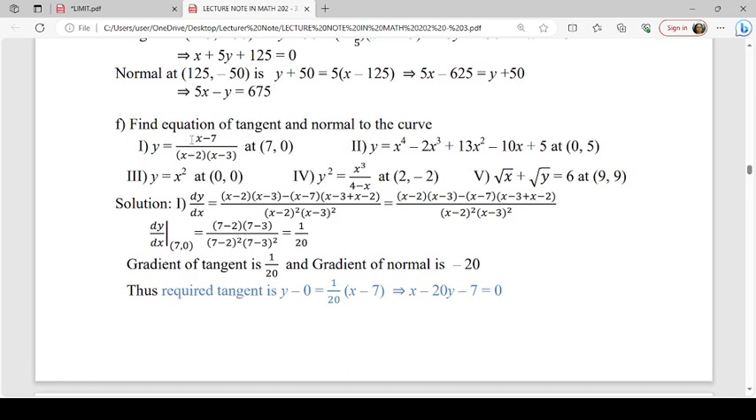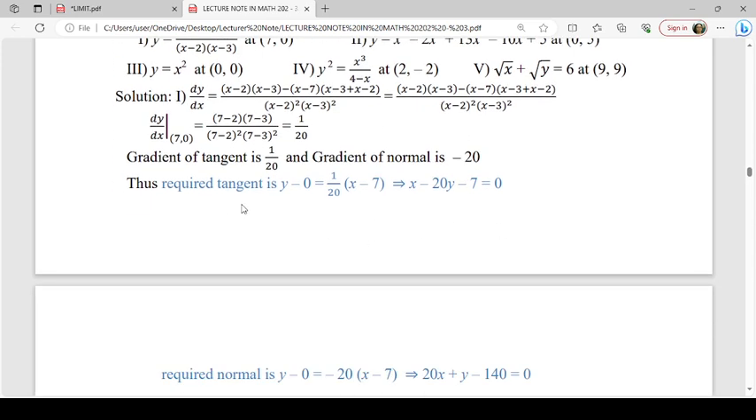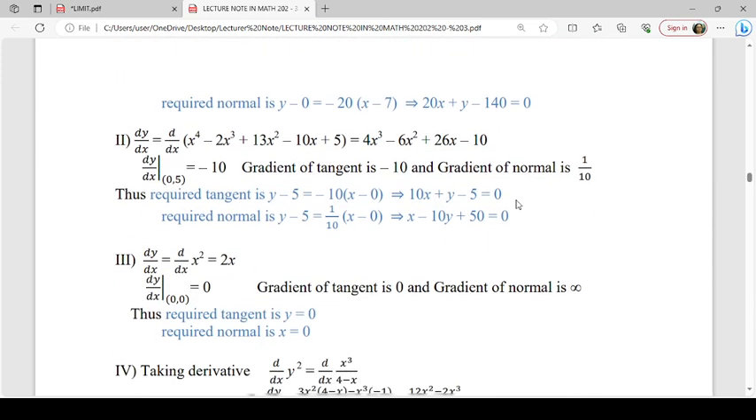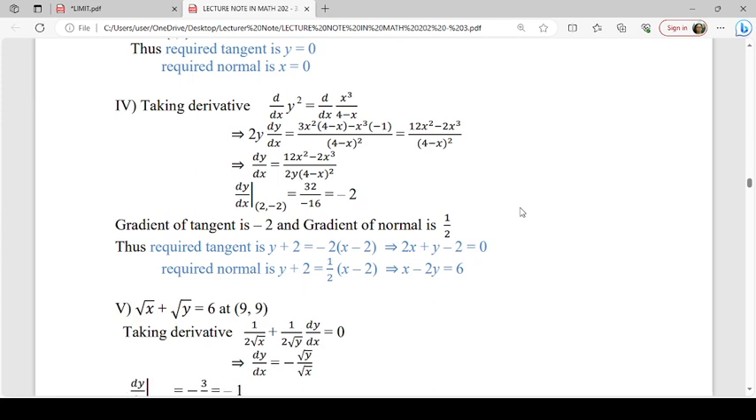Then find the equation of the tangent and normal. These are all done by formula: just define dy dx, then find dy dx at that particular value, and write the equation y minus 0 equals m into x minus, and so on. So these are all about tangents and normals, explained here.